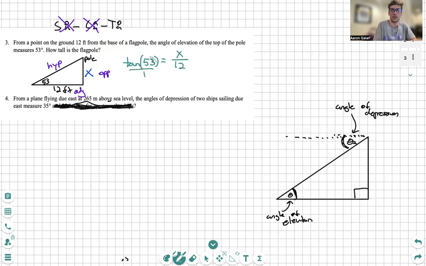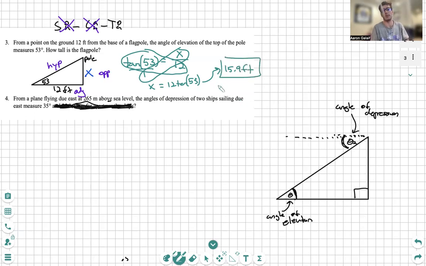Next, we will cross multiply, which we have done in a different video if you have forgotten how to do that. And we multiply the bubbles. Just plug that into your calculator, 12 times tan 53. And we get 15.9 feet. Now that is the height of the flagpole. Super easy, straightforward. Let's do the next one with depression.